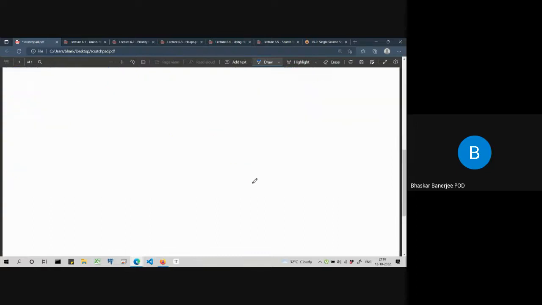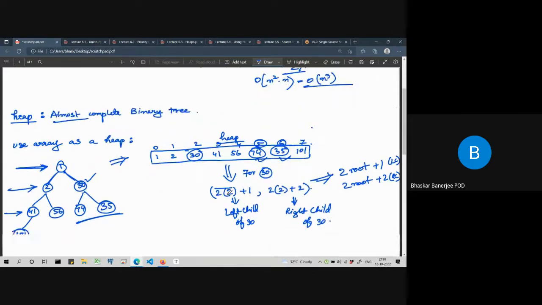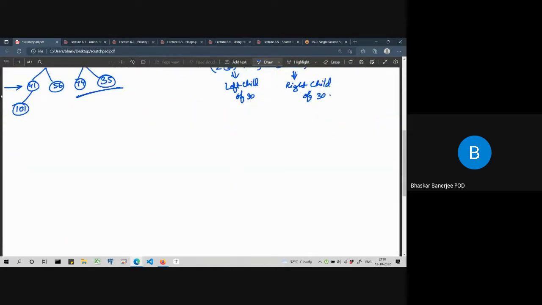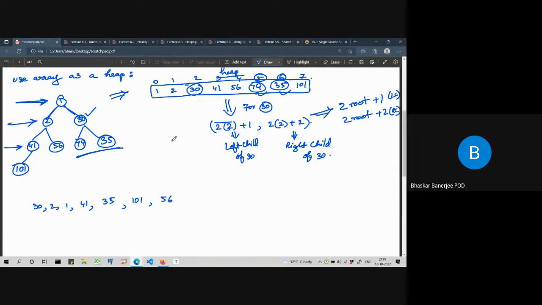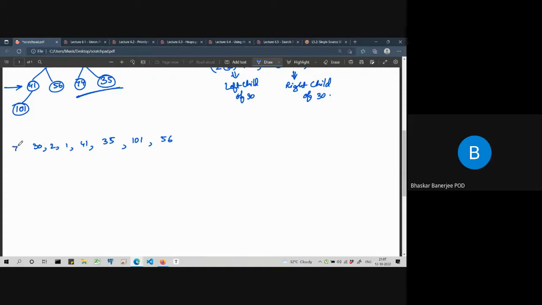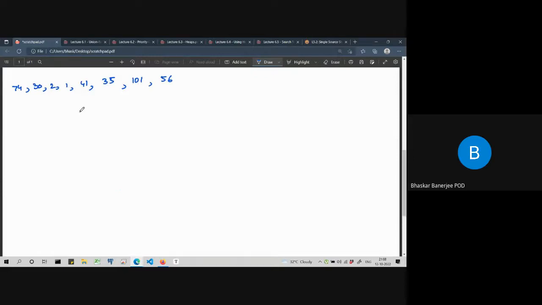But let's say you are given a random data sequence. Let's take the previous one only: 30, 2, 1, 41, 35, 101, 56, 74. Let's say 74 is over there. So there is a random sequence of numbers, and now you have to convert it into a heap. This is basically the first operation on heap, and how you can make a heap.